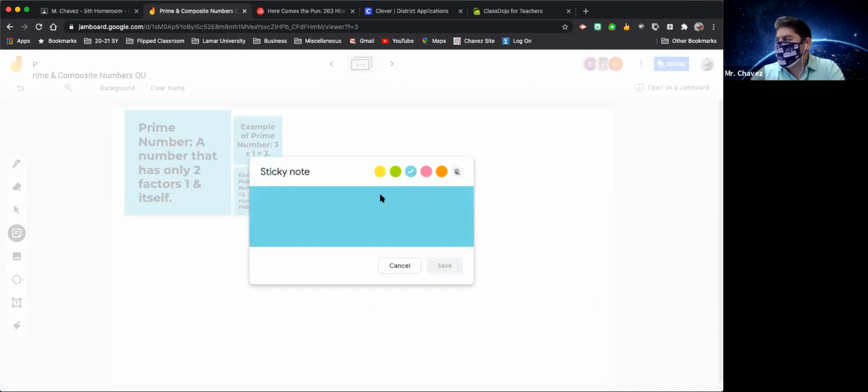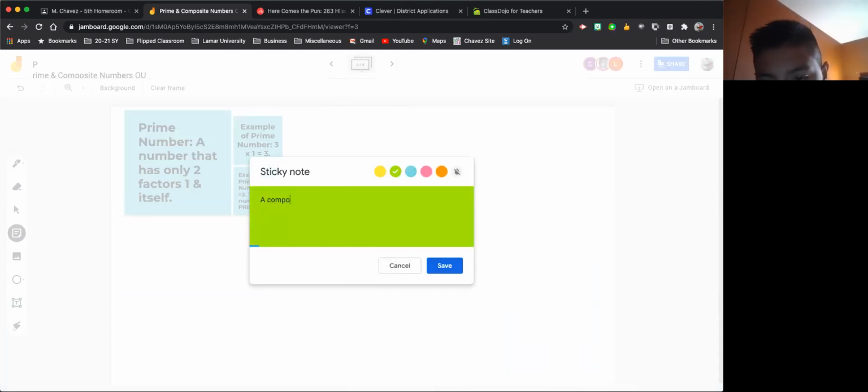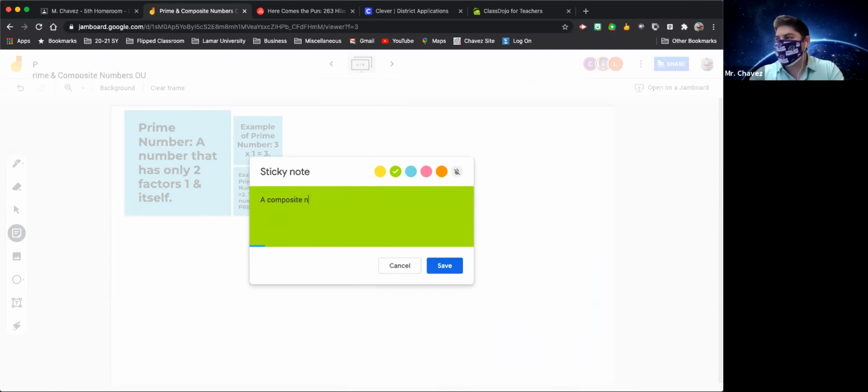Now let's go into composites, the opposite. I'll do it in green. So a composite number, let me go ahead and capitalize that. A composite number has more than two factors. That's a composite number. So there's more than one way to get a composite number.